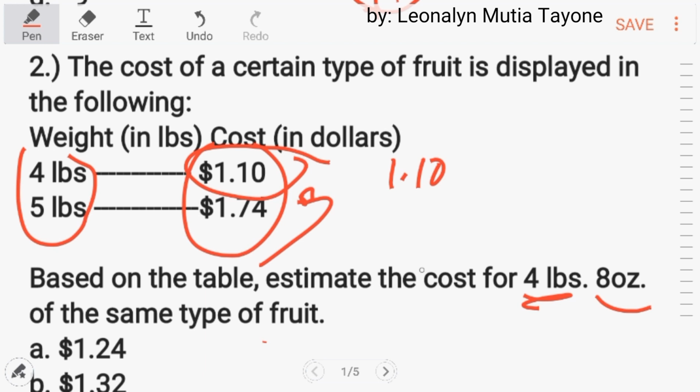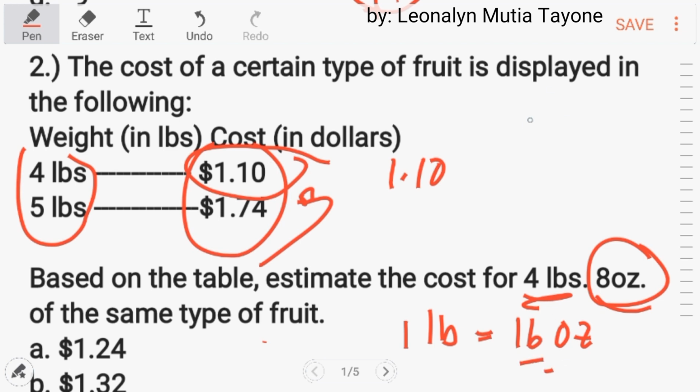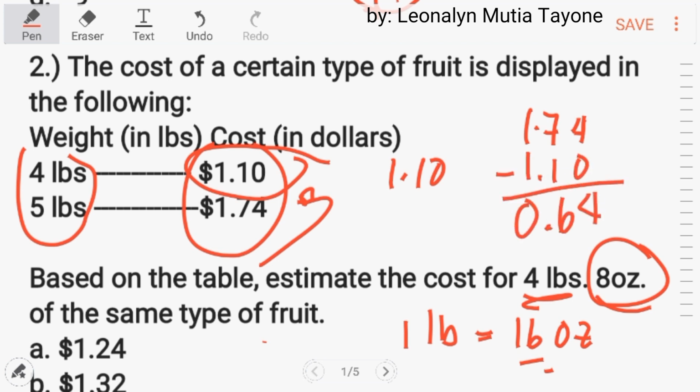Tapos, itong 8 ounces. Ang 1 pound is equal to 16 ounces. 8 lang naman yan, so half. First, itong 1.74 minus 1.10. So, 0.64 ang difference nitong 4 at saka 5 pounds. So, ito yung equivalent ng 1 pound. Half lang naman ang 8 ounces, so i-half natin itong 0.64 divided by 2. Ang half nito ay 0.32.